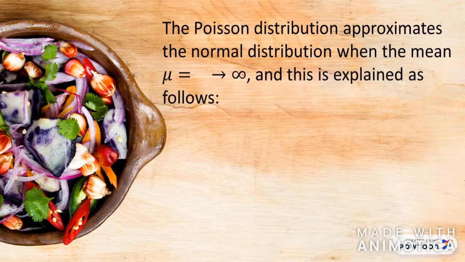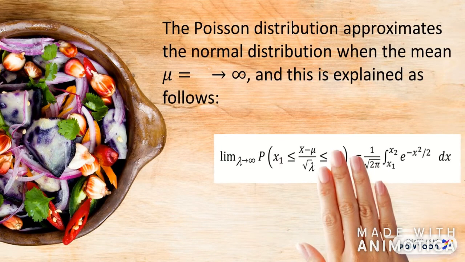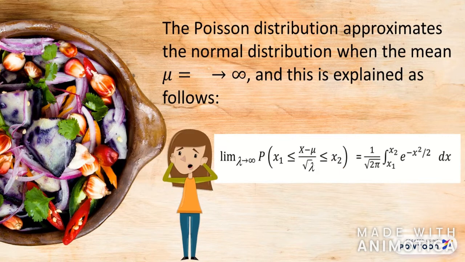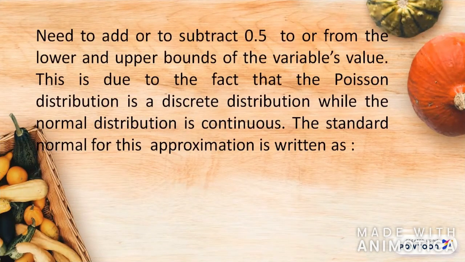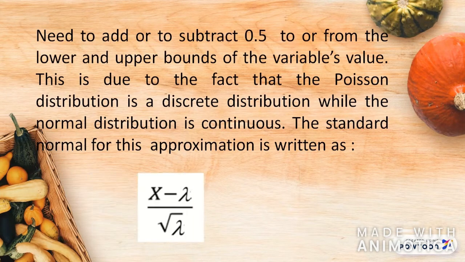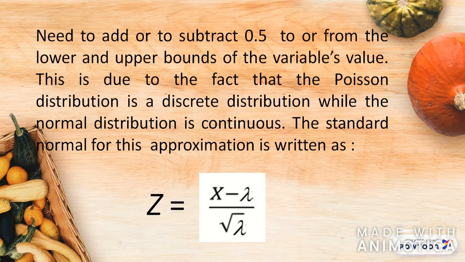Poisson distribution approximates the normal distribution when the mean is equal to lambda and it approaches infinity. This is explained as follows in the following formula. For normal to Poisson, we need to add or subtract 0.5 to or from the lower and upper bounds of the variable's value. This is due to the fact that the Poisson distribution is a discrete distribution, while the normal distribution is continuous.